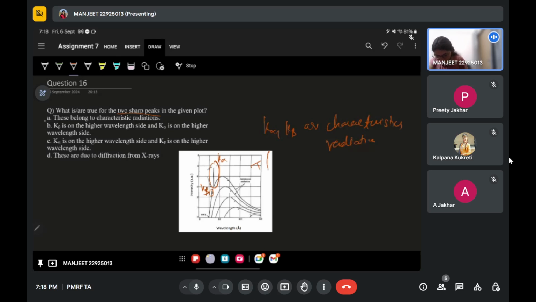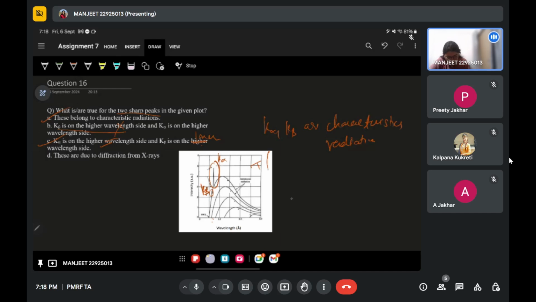Okay, in the B part, K beta is at the higher wavelength. If you see, this is your K beta, and is it at the higher wavelength side? No, this is at the lower wavelength side, so this is not correct. K beta is on the lower side, and K alpha is at the higher side. Yes, K alpha is at the higher wavelength side and K beta is at the lower wavelength side. Then C will be the right answer.